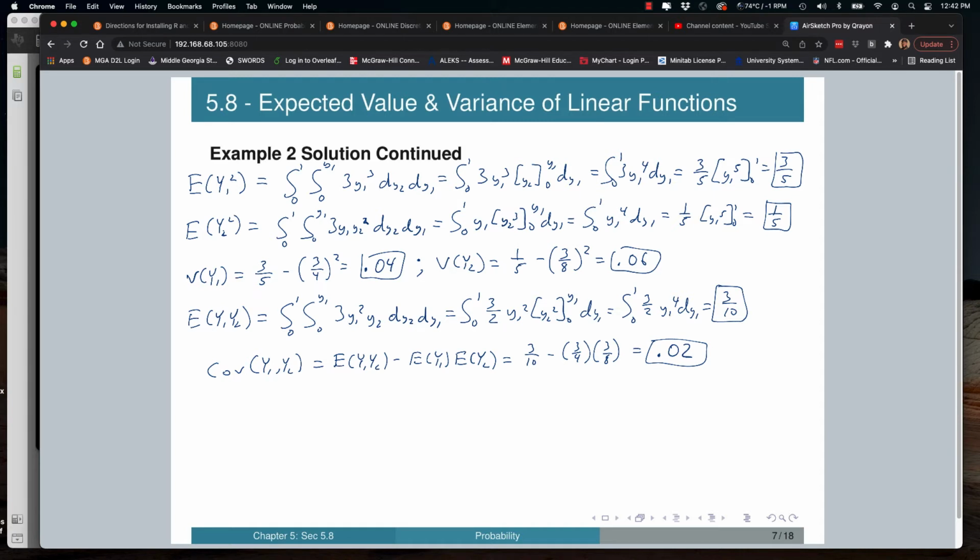So there are a lot of different values we need, and it takes a minute to get them. Getting good at these integrals and setting them up is paramount to solving these problems.